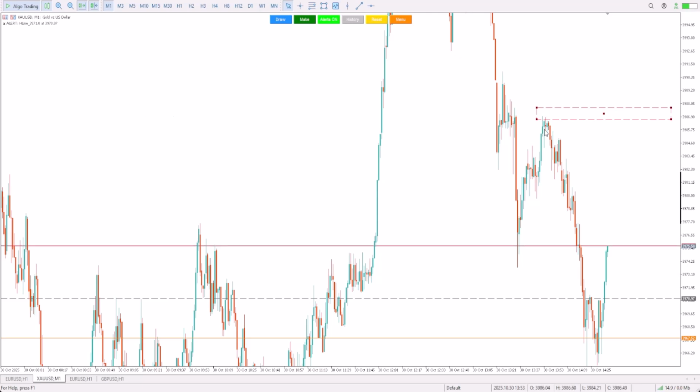And one thing is, here it also prints the price, where it was, where it activated, what was recorded on the MetaTrader 5.